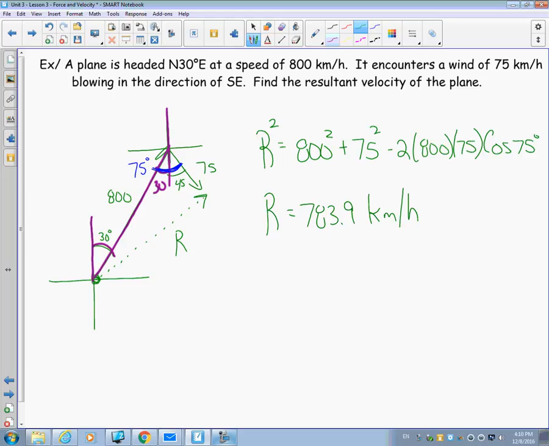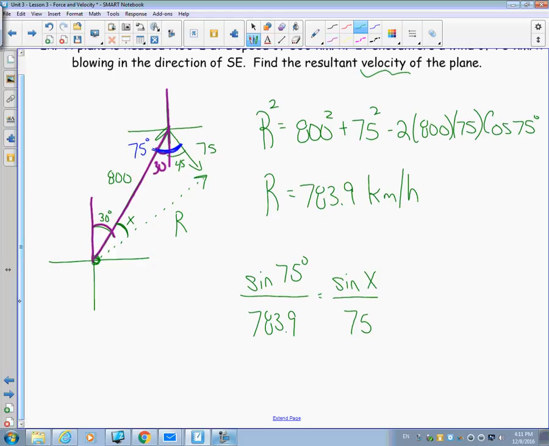But when we're talking about velocity, velocity needs a direction. So the plane was trying to fly north 30 east, but it ended up going a little bit further to the east than it wanted. How much further? Well, that's the angle there. So how can I find that angle? Well, we can go back to the sine law. So I know that my 75-degree angle is across from the resultant, which is 783.9. And the angle that I want, x, is across from the wind, which is 75.